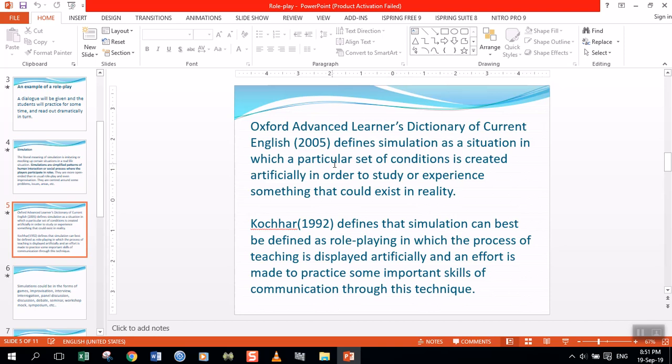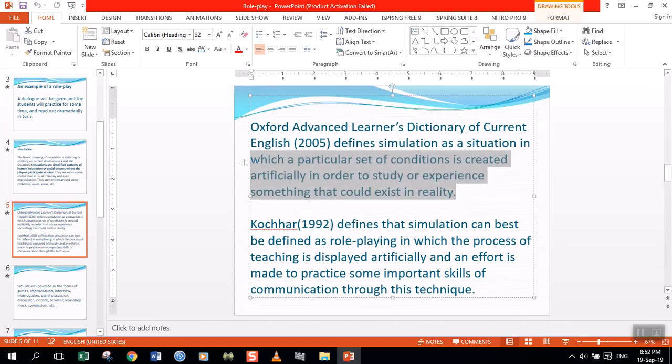However, if you look at some dictionary definitions, a simulation is a situation in which a particular set of conditions is created artificially in order to study the experience of something that could exist in reality. This is exactly what a computer simulation is. Today we try to look at most things this way. For example, osmosis is simulated and then we understand the concept so easily.